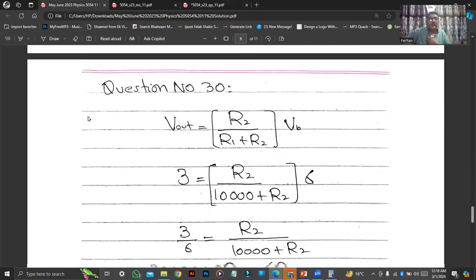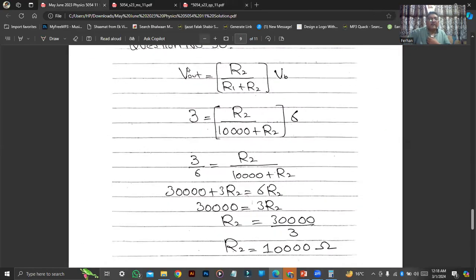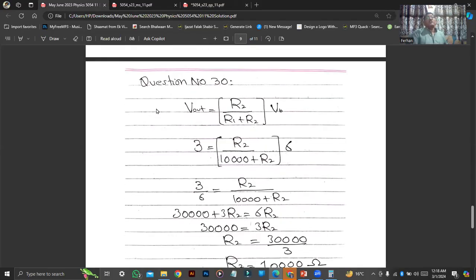Let me show you. So a simple, straightforward thing, and here we go. Here we have question number 30. You remember that formula: if you are taking the V out from R2, then V out is equal to R2 divided by the total resistance, multiplied by the voltage of the battery. So V out is 3, R1 is 10,000, and VB, the voltage of the battery, is 6.